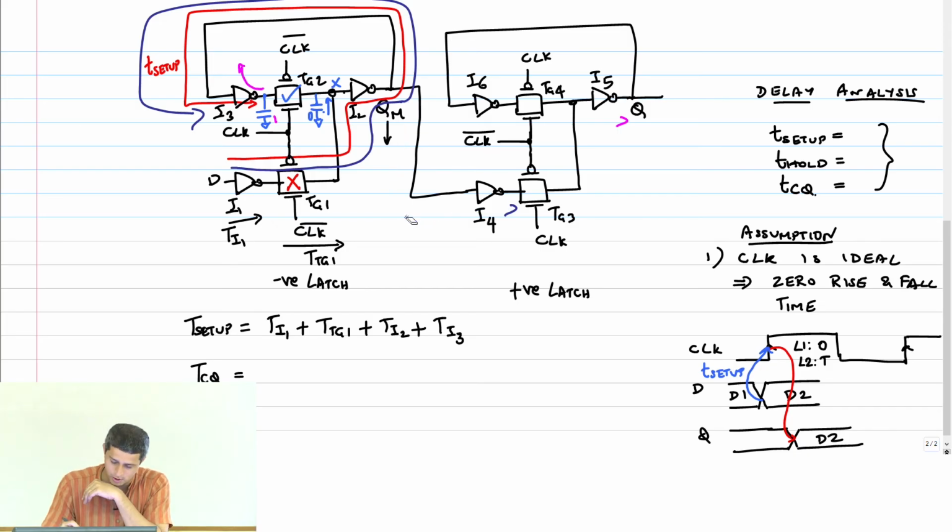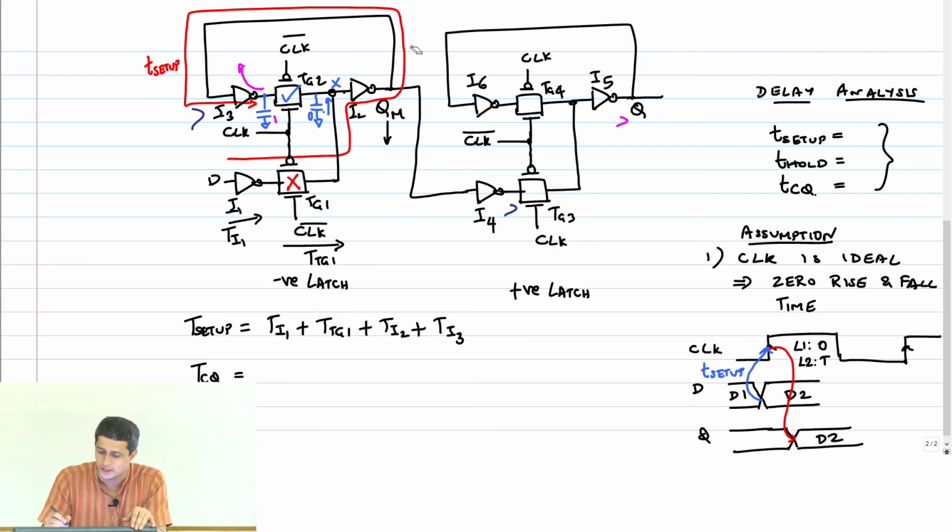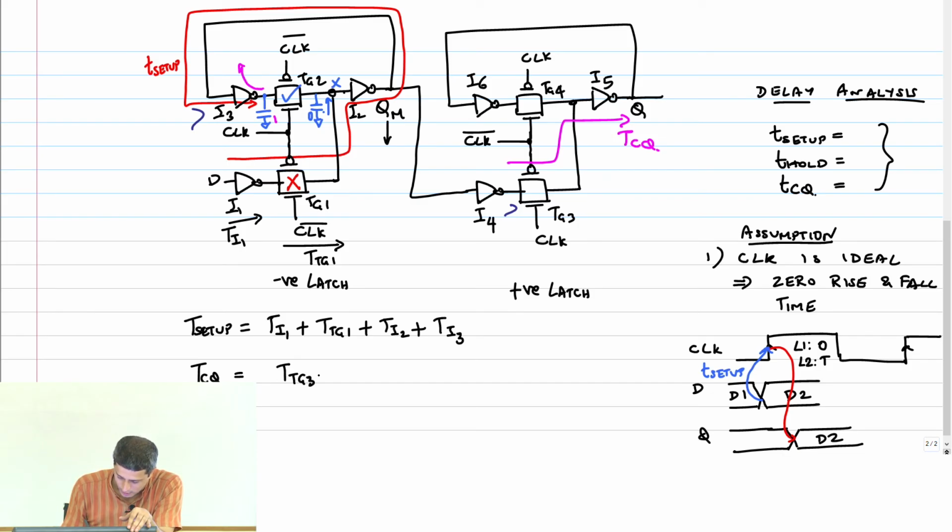Right? So let me take this off. I4 is not needed. So therefore, the clock to Q delay is only this much. So what is TCQ? It is TG3 plus I5.